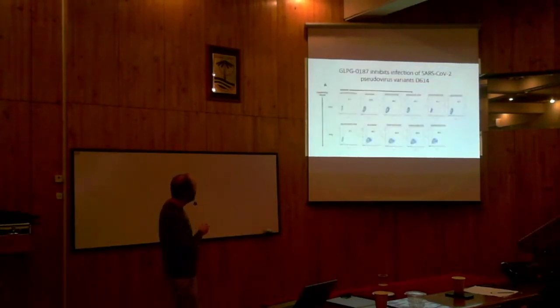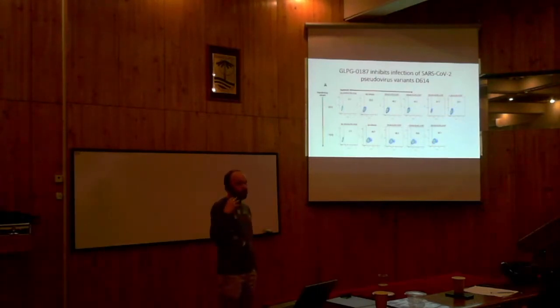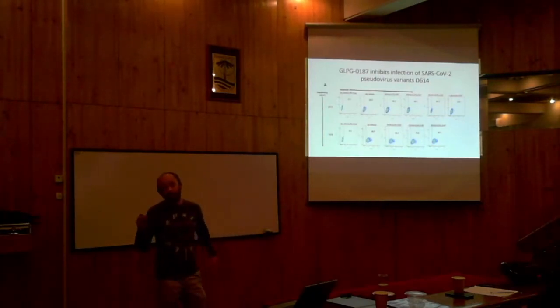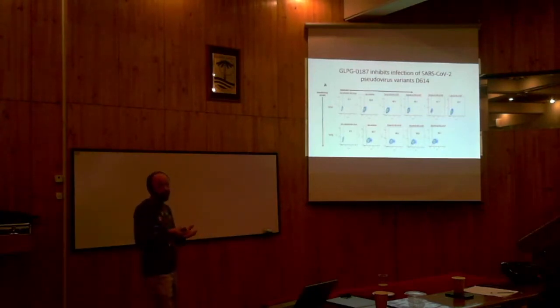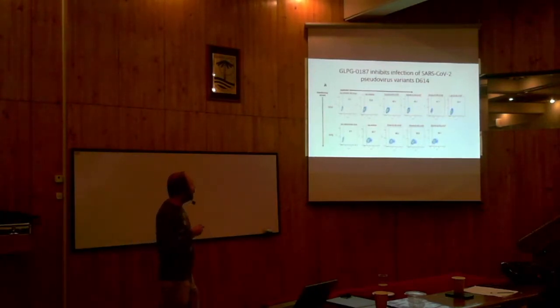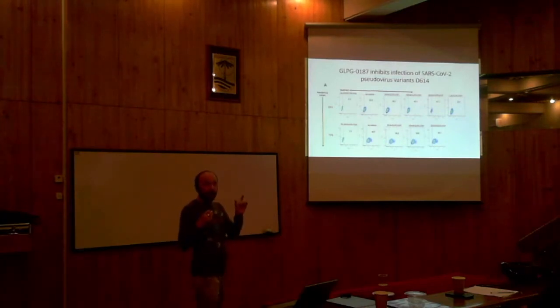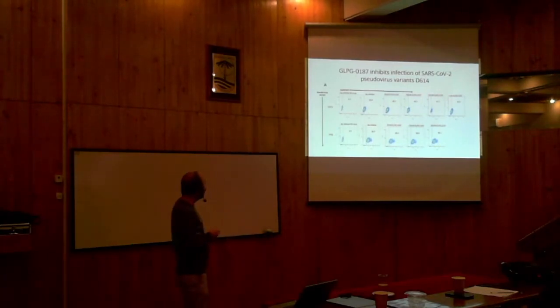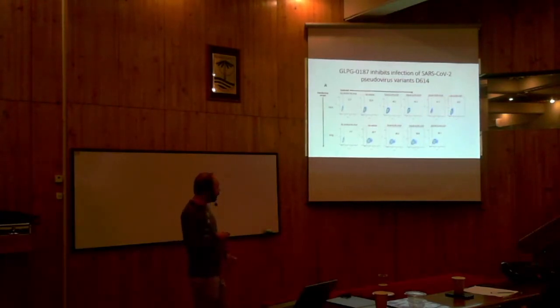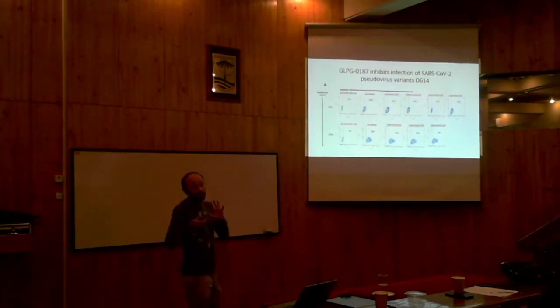And what we showed from the original variant, so we created a pseudovirus, because working with a direct virus is a little bit risky. So we created a pseudovirus. It's a lentiviral backbone that we introduced the different spike proteins of the different variants. And as control, we use pantropic VSVG to see if the inhibitor has an effect specific for the RGD motif or it's unspecific.